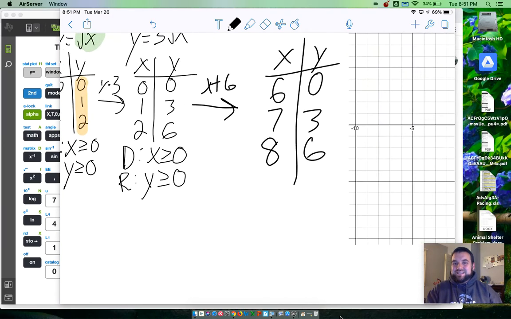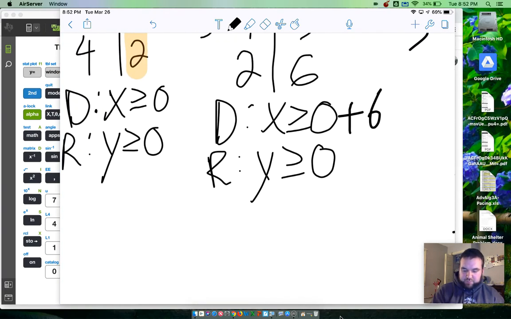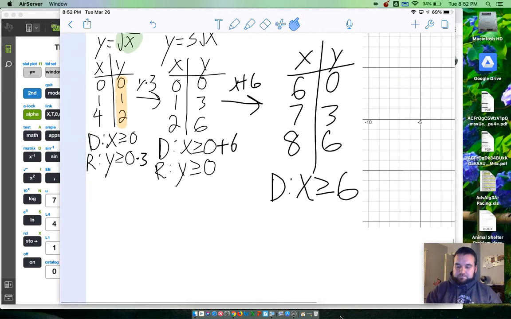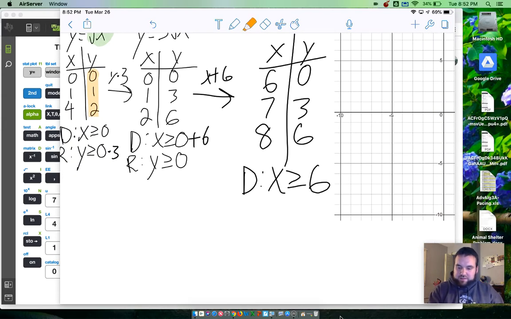Since I added 6 to all the x values, 6 is now the smallest number in my domain. So I'm essentially just adding 6 to the previous domain as well. Just like here, I could say that I multiplied the range by 3. The range started at 0, so that's why it stayed 0. So x is greater than or equal to 6. This last step, I didn't mess with the y coordinates at all, so my range is still y is greater than or equal to 0.